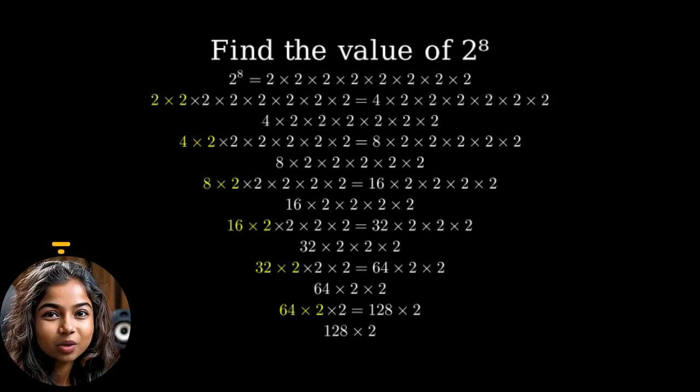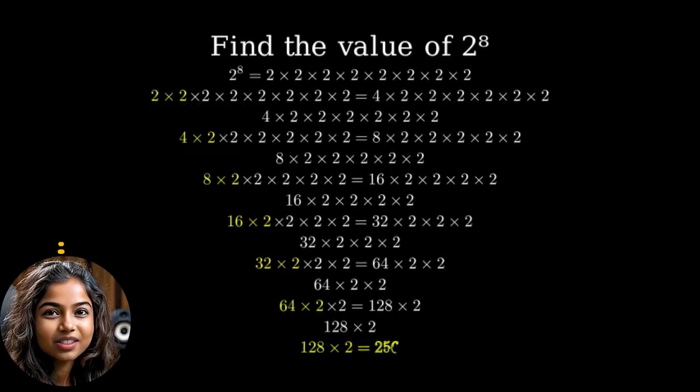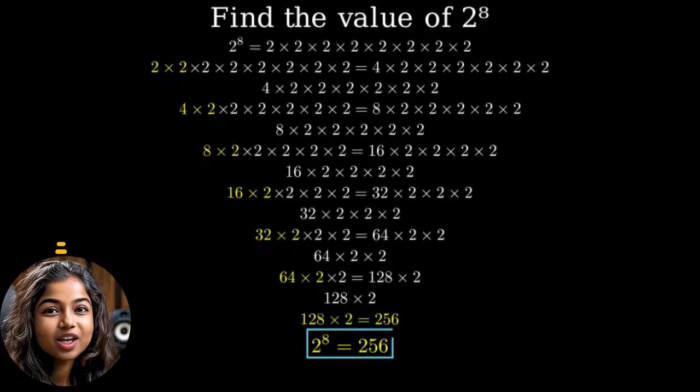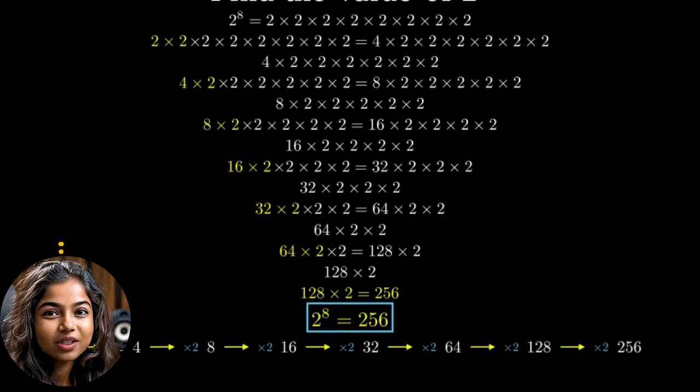Finally, 128 times 2 equals 256. Therefore, 2 to the 8th power equals 256. Let's visualize this another way. Each time we multiply by 2, we double our previous number. Starting with 2, we double it 8 times to reach 256.